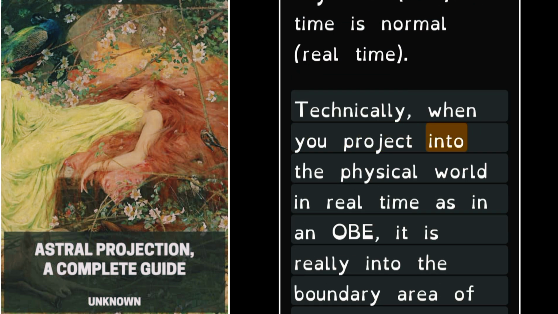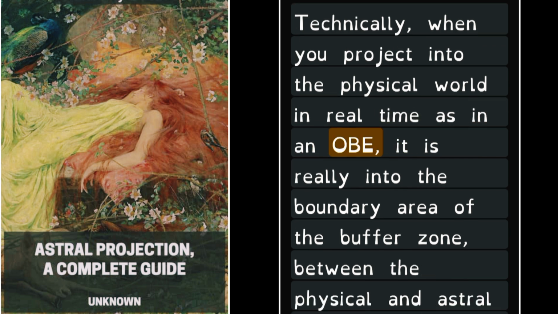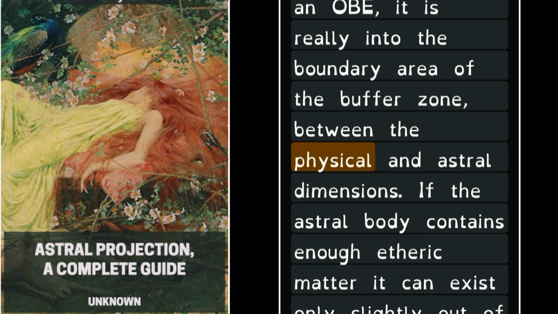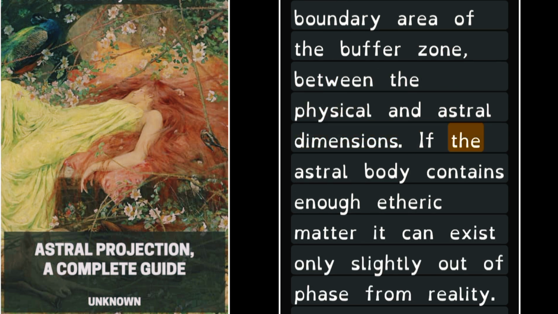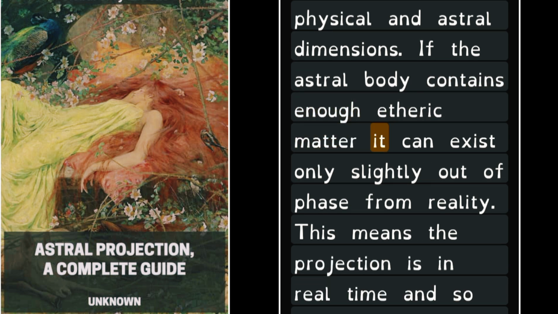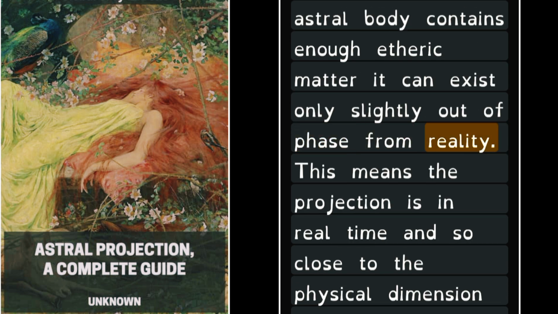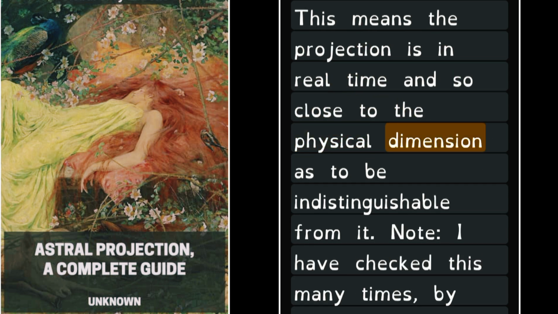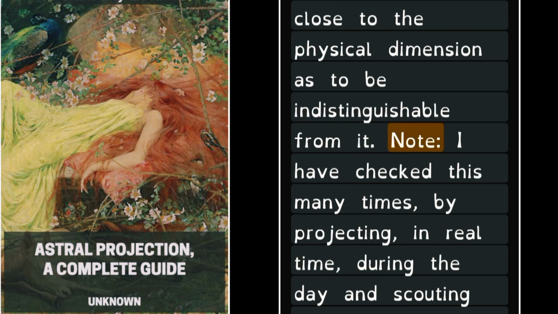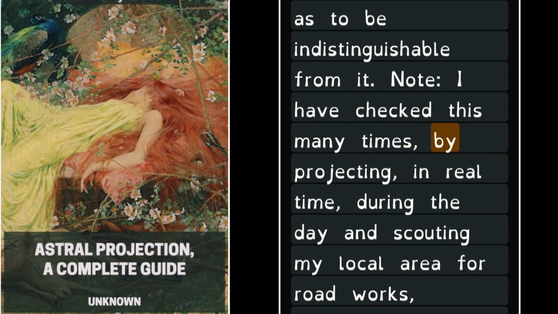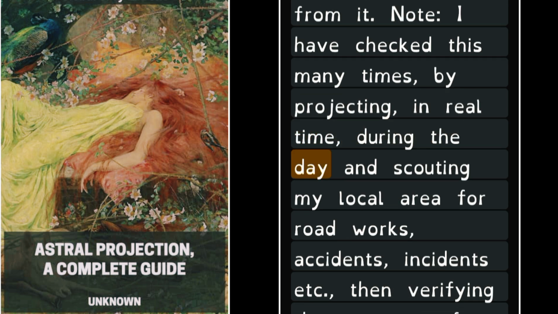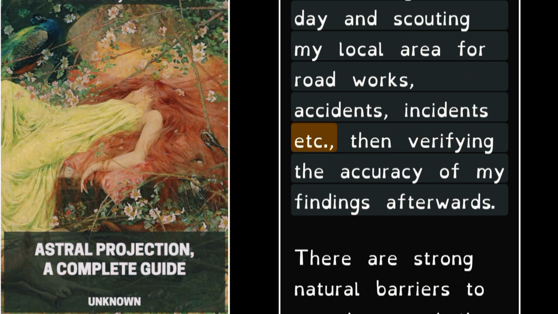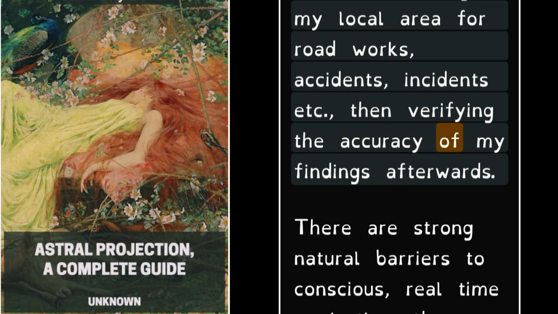Technically, when you project into the physical world in real time, as in an OBE, it is really into the boundary area of the buffer zone between the physical and astral dimensions. If the astral body contains enough etheric matter, it can exist only slightly out of phase from reality. This means the projection is in real time and so close to the physical dimension as to be indistinguishable from it. Note, I have checked this many times by projecting in real time during the day and scouting my local area for roadworks, accidents, incidents, etc., then verifying the accuracy of my findings afterwards.